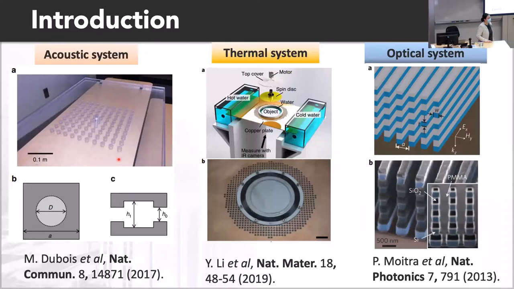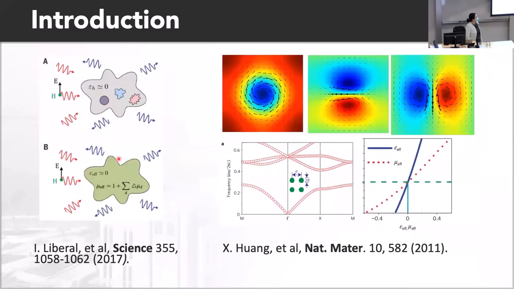So then you may ask, how can I achieve this zero index? In the literature, there are mainly two ways. This way was proposed by Professor Nader Engheta, who is a pioneer in this whole field. This is called photonic doping. It is borrowed from the idea of semiconductors: you have a material with one parameter approaching zero, and you put in some dopants, and then you can maintain this one parameter approximately zero, while the other can be changed by the dopants.